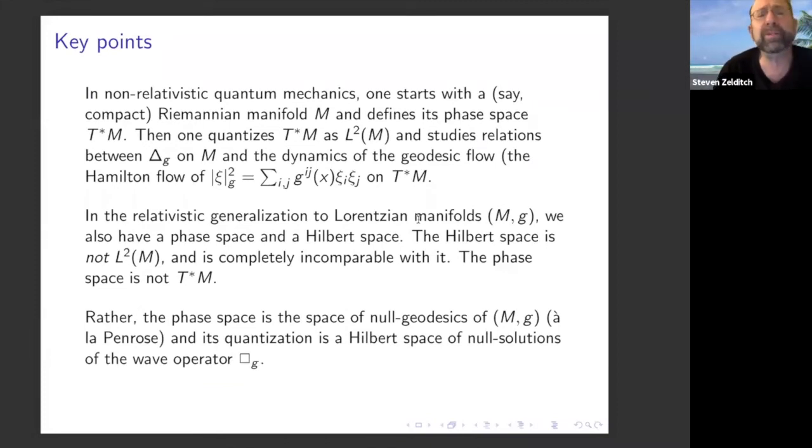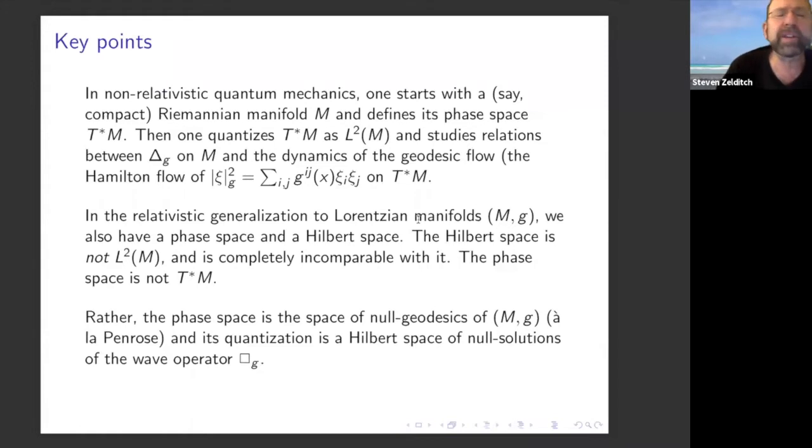When you do the Duistermaat-Guillemin trace formula, you use basic quantization. You have a compact Riemannian manifold. You have a phase space, that's the cotangent bundle. You quantize it to get L2 of the manifold. And then what we do is we study the relations between the eigenvalues and eigenfunctions of the Laplacian and the dynamics of the geodesic flow.